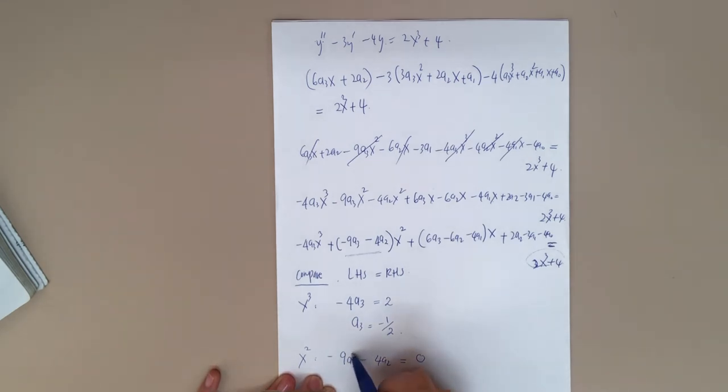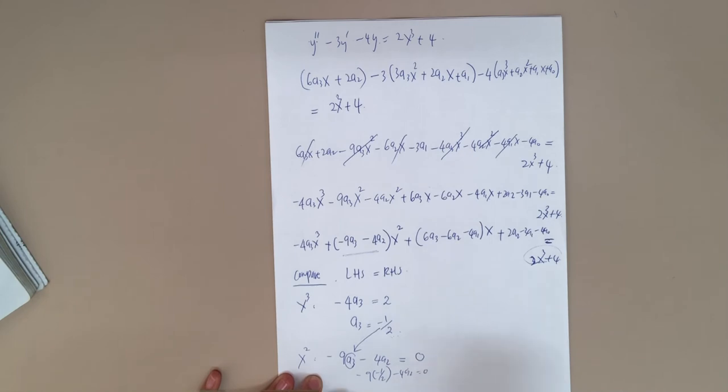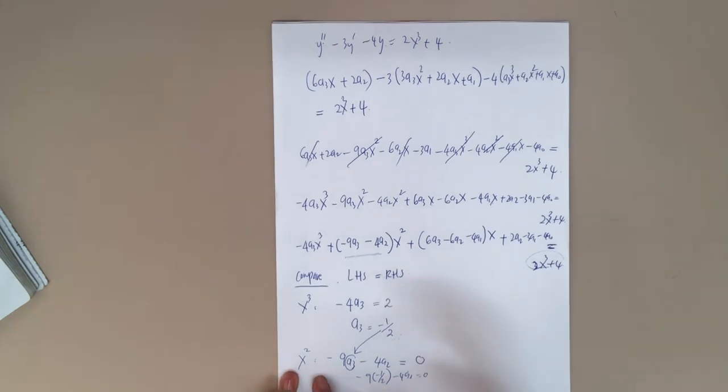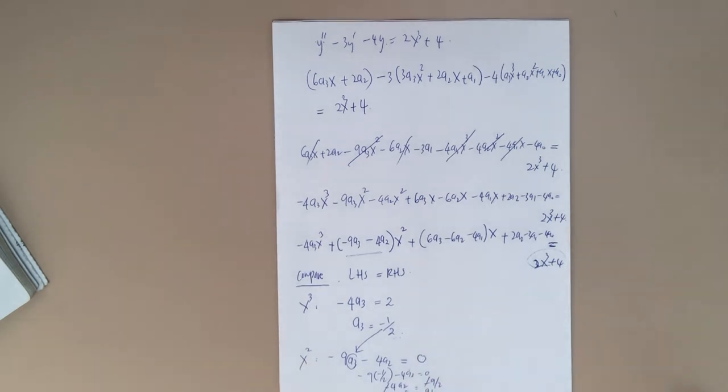This a3 you already have the value here, so just substitute negative 1 over 2 here. And then minus 4a2 equals 0. Because your objective now is to get the value for a2, you can bring this a2 to the other side. So this one will be negative 4a2, and positive 9 over 2 moves to the other side, so negative 9 over 2. Negative, negative, so it will be positive. So a2 is equal to 9 over 8. Suppose you should get your a2 is 9 over 8.